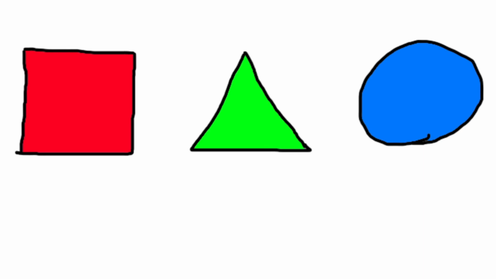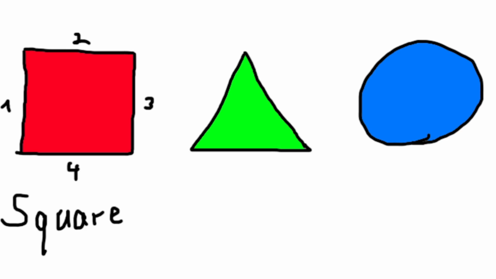Well, let's start with the shape on the left. I want to know how many sides does this shape have? Well, let's just get counting. It has 1, 2, 3, 4. This shape has 4 sides and it's called a square. Alright, how many sides does the next shape have?